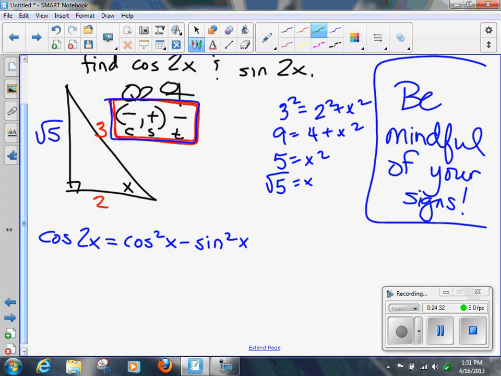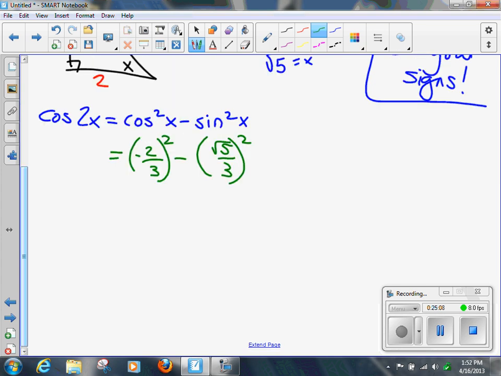Cosine of x. Well, what is cosine of x? Some old horse caught a horse. It's 2/3, but it's negative because it's in the second quadrant. So we've got negative 2/3 squared minus, what is the sine value in that triangle? Root 5 over 3, and it is positive or negative? Positive. And then, folks, this is gravy. Negative 2/3 squared is what? 4/9.